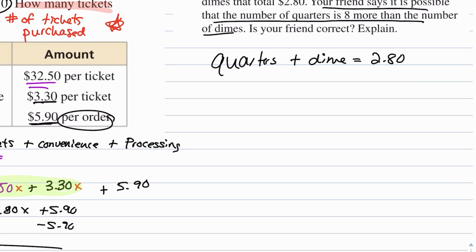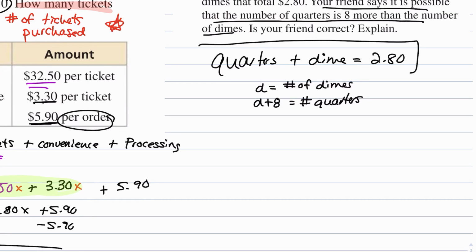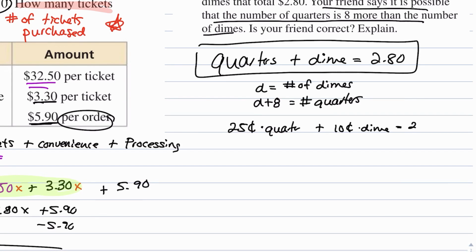What they're telling us is if we knew how many dimes we have, we'd be able to figure out how many quarters we have because there's 8 more quarters. So what if I said that D was equal to the number of dimes? That means D plus 8, because there's 8 more quarters, would be the number of quarters. Now, we got to think about how do we make money from quarters? Well, each quarter is worth 25 cents. And then we would add 10 cents for every dime. And that should give us $2.80.